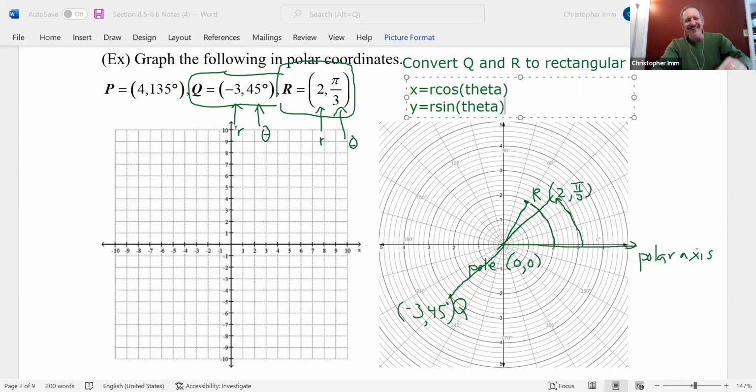So when we're converting things from polar coordinates to rectangular coordinates, you want to use these two identities to convert those over into X and Y coordinates. And for Q and R, you should be able to compute exact coordinates. So I'd like you to try to do that. We're looking for two X and Y coordinates. And from the polar graph, you should see that Q and R will be in the same quadrants as they are in the rectangular coordinate system.